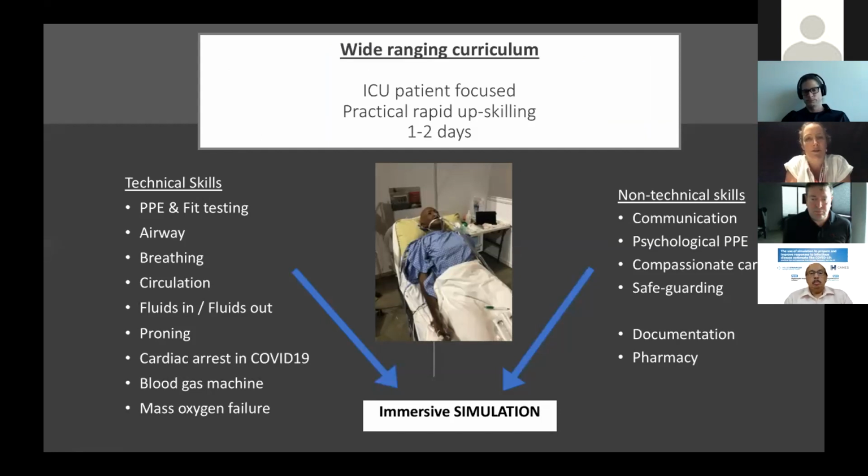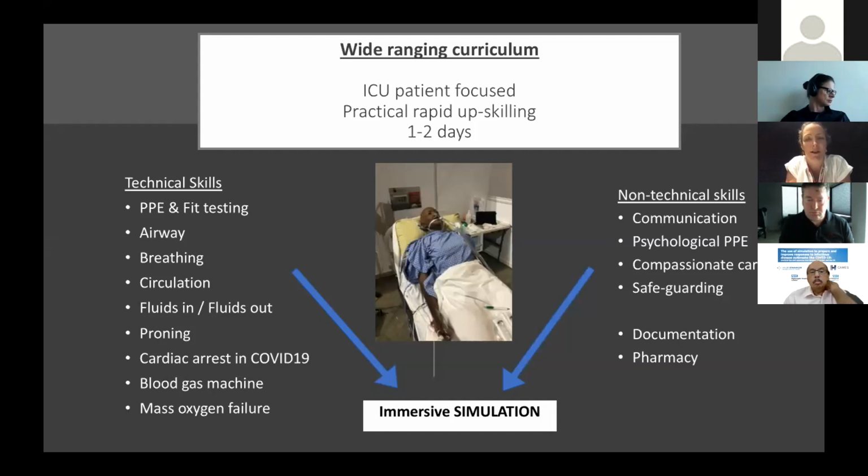If people had worked previously in ICUs, then they weren't expected to go and learn how to look at an ET tube and wash it and clean it and change it. But for people who weren't, then these were actually really important basic skills they had. We also taught people about proning, because this has been shown to be really important in the management of COVID-19 patients. And then blood gas machines as well, because these weren't the ones that we use standardly in hospitals.